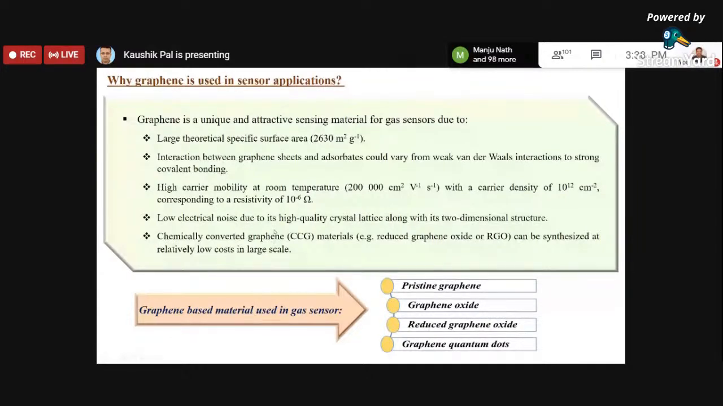temperature, that is 2 lakh (200,000) cm² per volt per second, with a carrier density of 10^12 per cm², corresponding to a resistivity of 10^-6 ohm-cm.